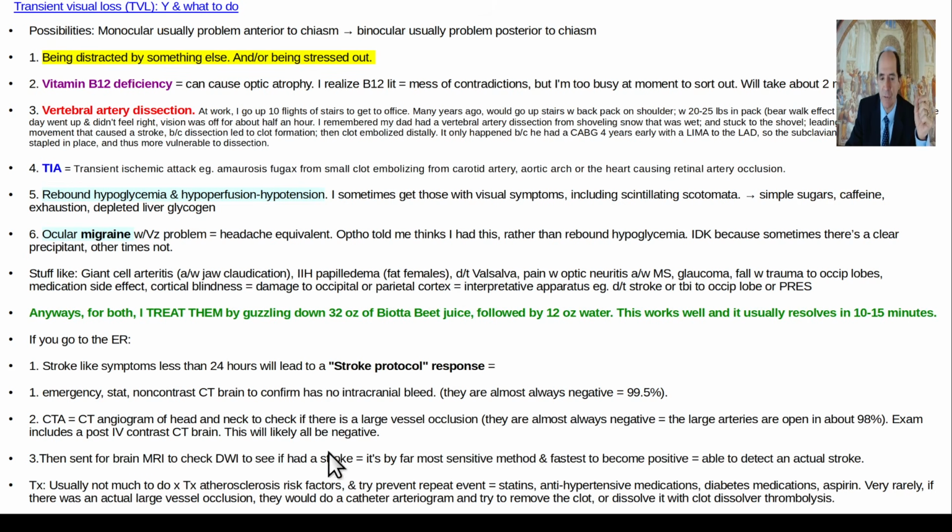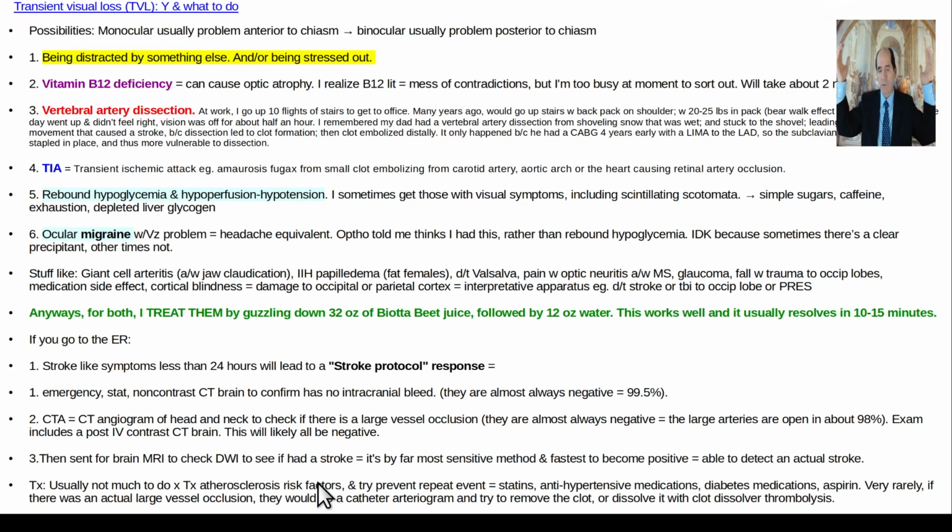Then if this is all negative, which it usually is, they'll send the patient for an MRI. The main thing they want to check is DWI, diffusion-weighted imaging, which is the earliest to become positive and the most sensitive to detect an acute stroke. In which case, neurology will then decide what to do with you to try to prevent a repeat event.